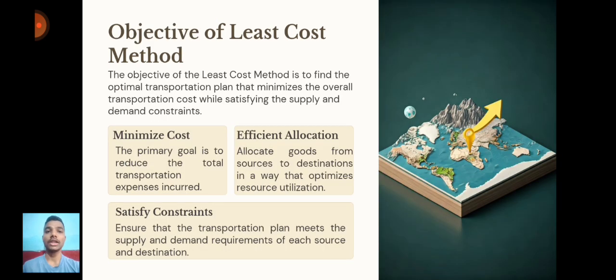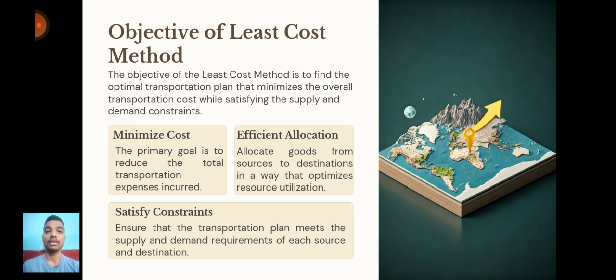Objective of least cost method. The objective of the least cost method is to find the optimal transportation plan that minimizes the overall transportation cost while satisfying the supply and demand constraints.